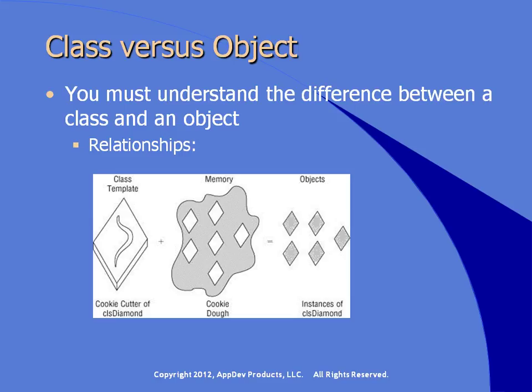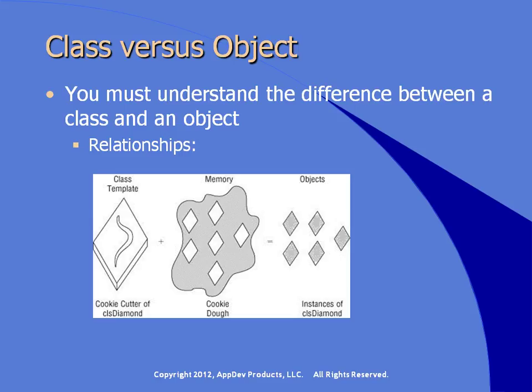Now, think of your computer memory as cookie dough. The only way to get a diamond-shaped cookie is to take the class template, press it into the cookie dough, and punch out the object. So in the middle, we have the cookie dough, which is actually your computer memory. And what we're going to do is take that cookie cutter, push it into the cookie dough, and we end up with an object called a cookie. And in this case, it's of class diamond shape. So the properties of class diamond determine that it looks like a diamond cookie.